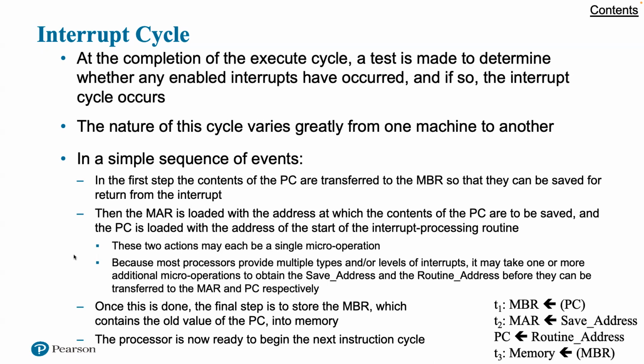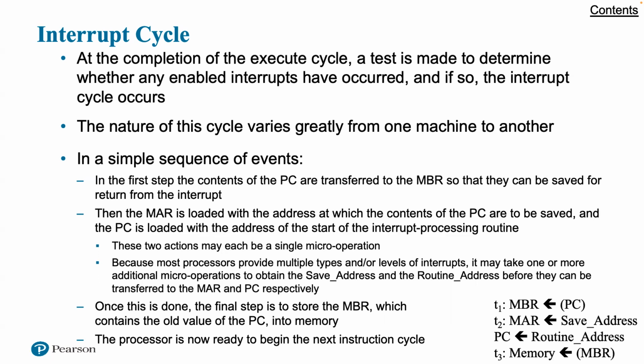And so I've put these things like I did on the last slide down in the bottom right corner of what I'm mentioning. So we have a T1, the program counter is going to be putting contents into the MBR. At time 2, the save address is going to be pushed into the MAR. The routine address is going to be connecting to the program counter, and at time 3, we're going to be putting the reference from the MBR into memory. So this is something you can keep in mind.